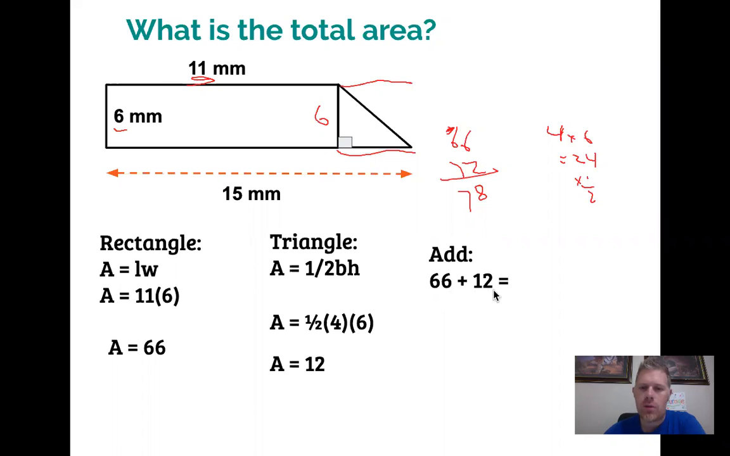Then 66 plus 12 is 78 millimeters squared. All right. In case you're wondering, well, what about the 24? Well, that would have been true if my shape was just like this. But if it's like that, there wouldn't be any need to actually worry about the triangle. I would have just done 15 times 6 and we've got the length of the entire rectangle.